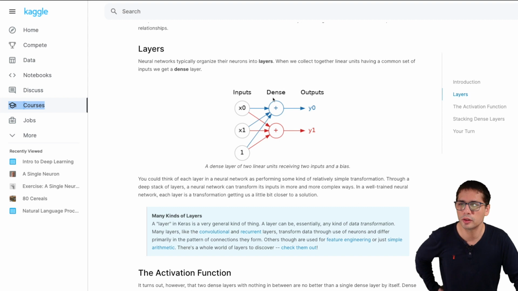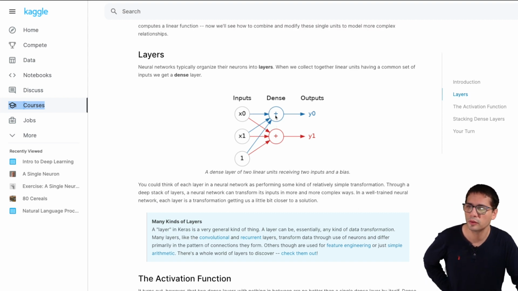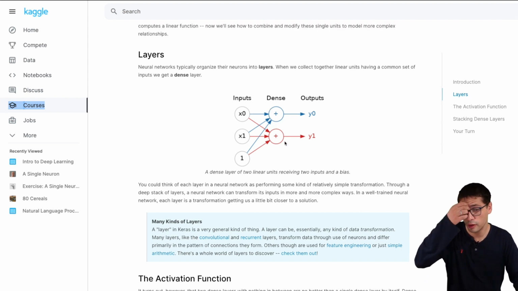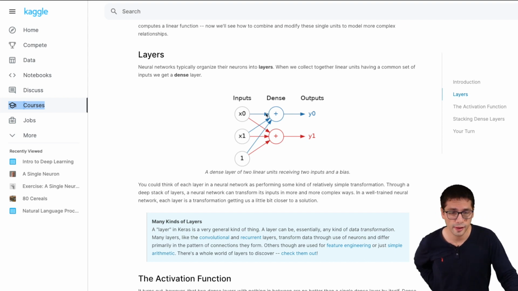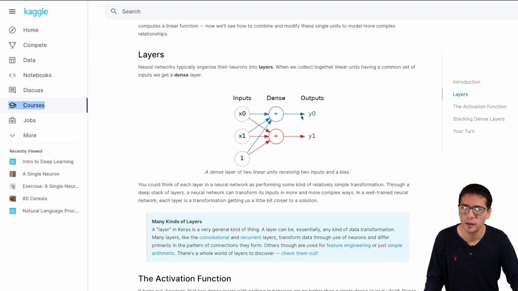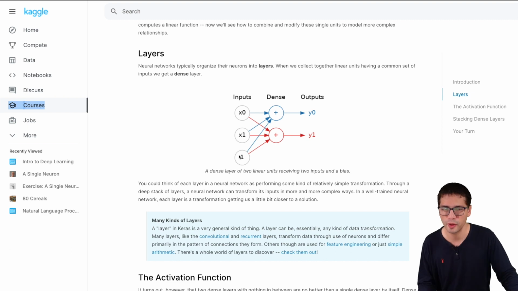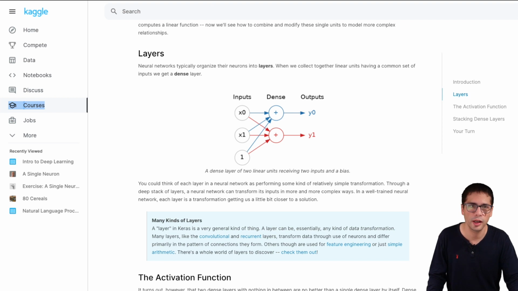So when it talks about two linear units, these are two linear units. If the two linear units have the same common inputs, then we get a dense layer. So it's starting to make sense, right? I pass in x0 and x1 to linear unit 1, and that gives me y0. Then I pass in the same two inputs to linear unit 2, and that gives me y1. So that's why they call it a dense layer, because it uses the same set of inputs. That's what I understand at least.